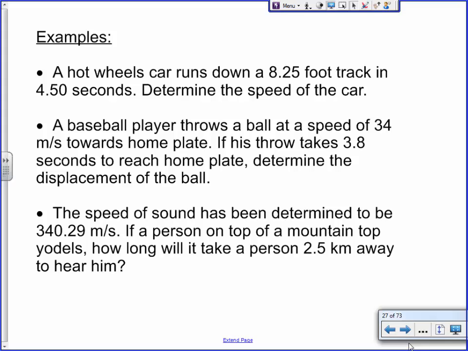Where's the displacement set? You're just going to have to put in square brackets "home plate." That's the direction it's going towards. Does that make sense? Sometimes you can't go north, south, east, west, up, down. So you just have to put in square brackets like "towards home plate" because that's the way he's throwing it.